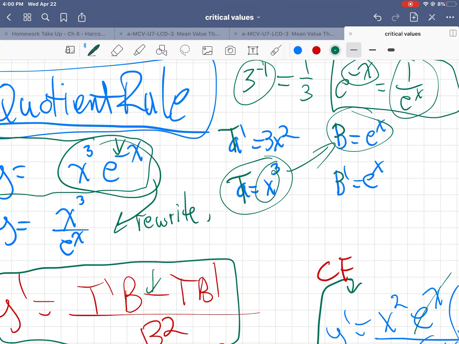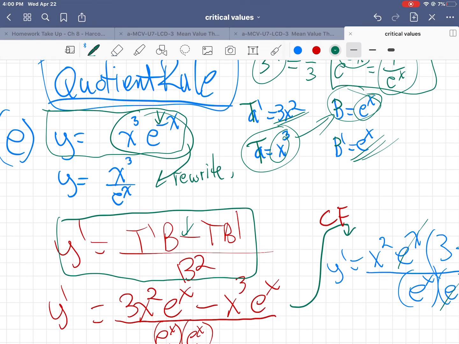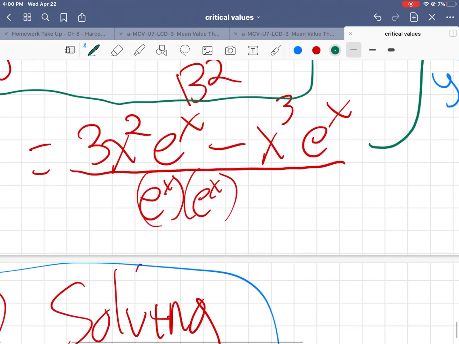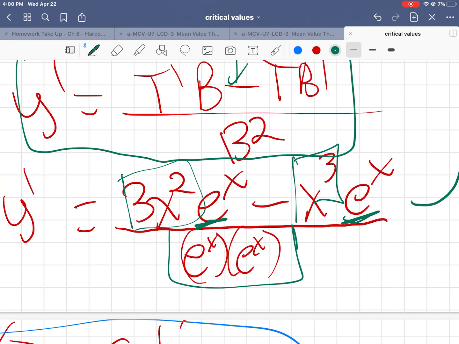The derivative of x cubed is 3x squared. The derivative of e to the x is e to the x. Okay, so then we import that into our quotient rule, which you can see right there. Top prime, bottom, minus top, bottom prime, all over the bottom squared.